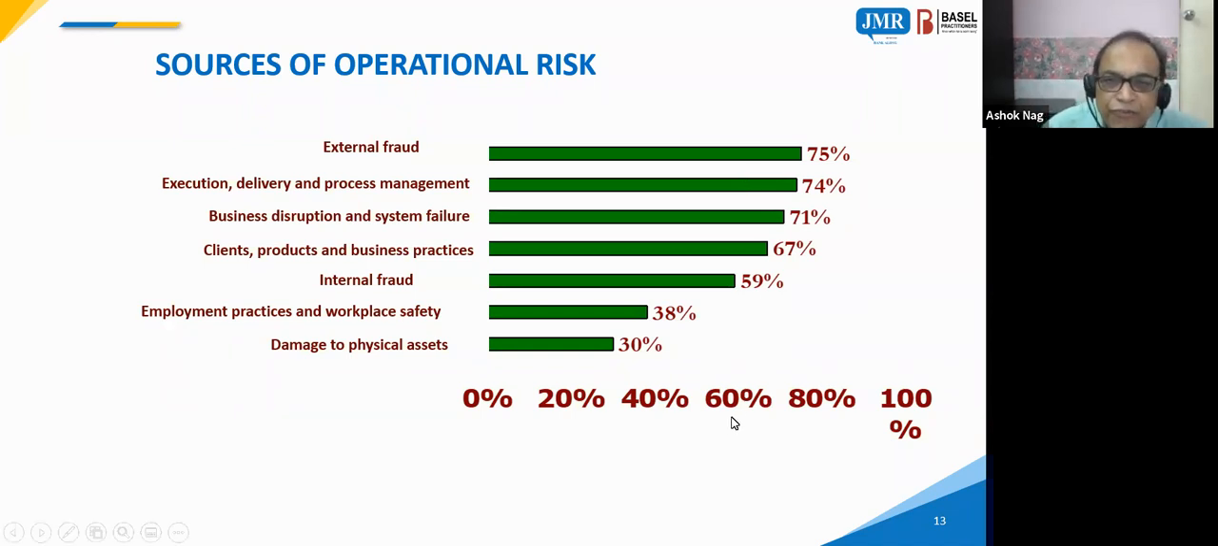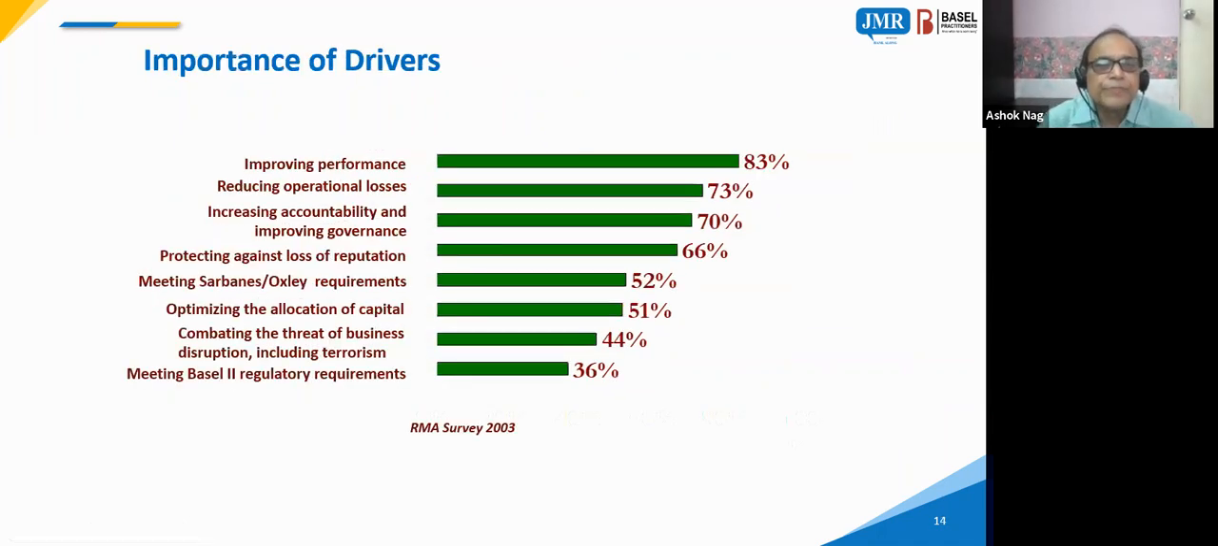Okay. So this is the data which you have there for sources of operational risk. Then the importance of drivers of the results. How do you really control the operational risk? What kind of things? These surveys were done some time back, and this is what improves performance and reduces operational losses. These are the important drivers for operational risk management practices.